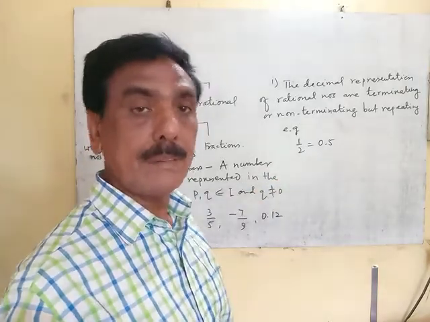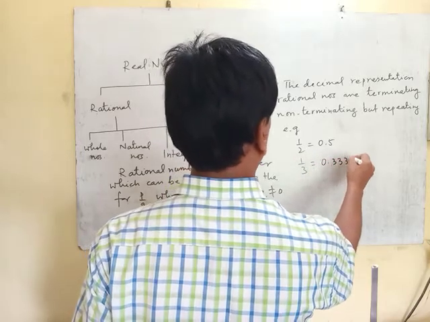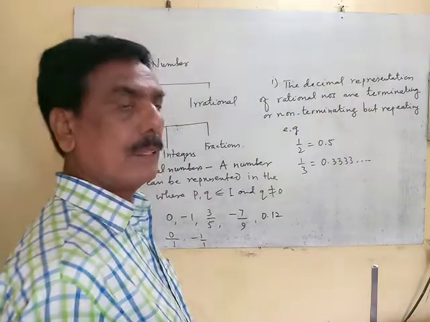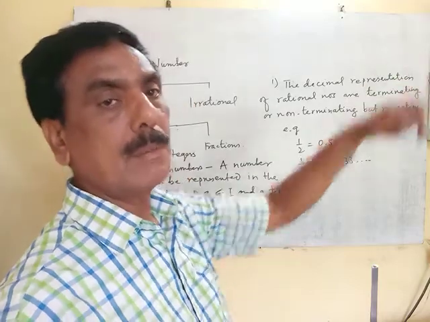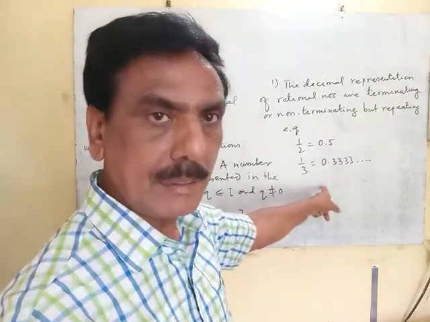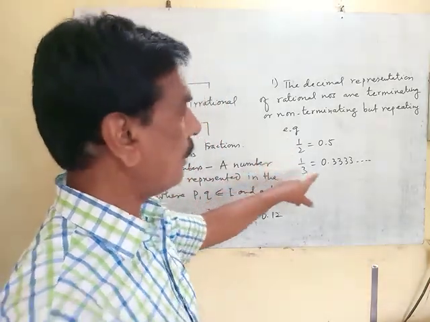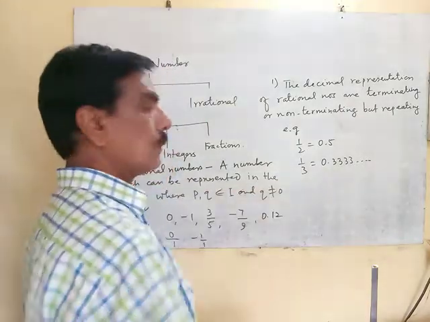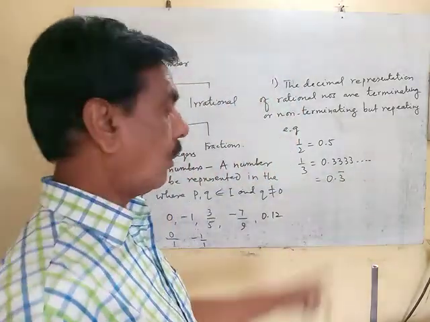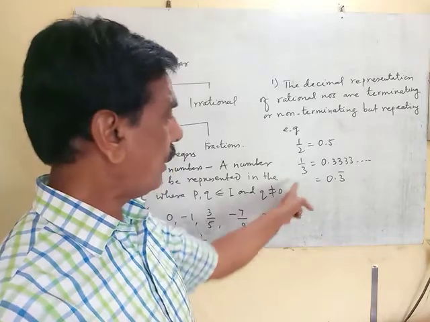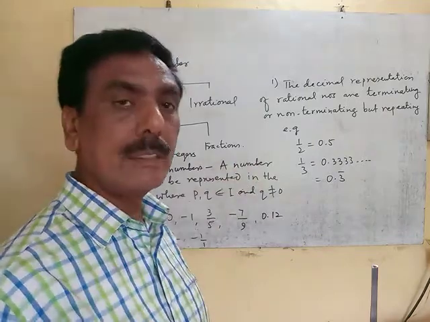But if we divide 1 by 3, it will never terminate. 3 will go on coming. So either they are terminating or non-terminating, but repeating. Look, the 3 is being repeated. So we can write it as 0.3 recurring. Recurring means 3 is repeating. Clear? So this is about rational numbers.